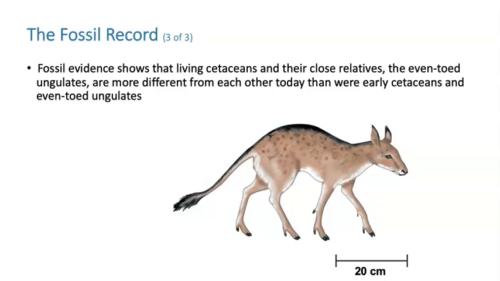Fossil evidence shows us that living cetaceans and their close relatives, the even-toed ungulates, are more different from each other today than were the early cetaceans and the even-toed ungulates. So that's showing us in the fossil record this kind of slow change that we would expect if evolution did occur.